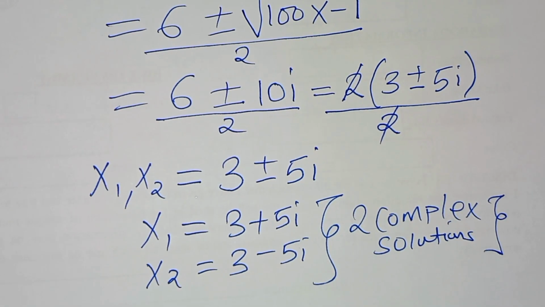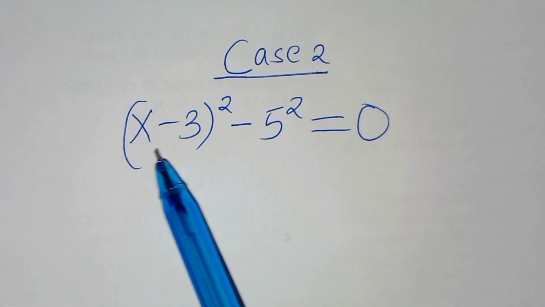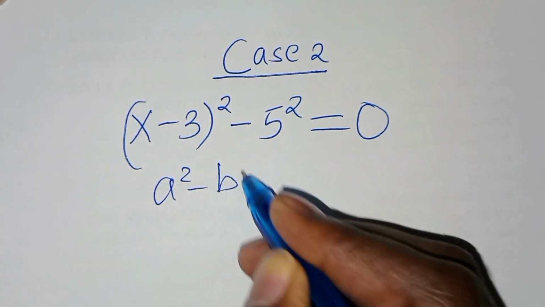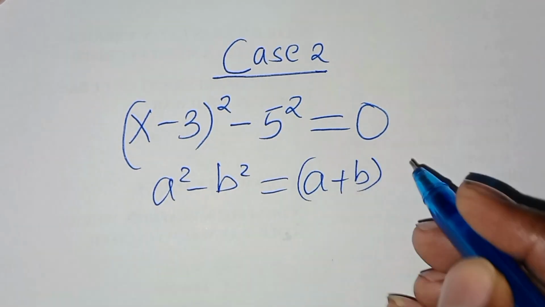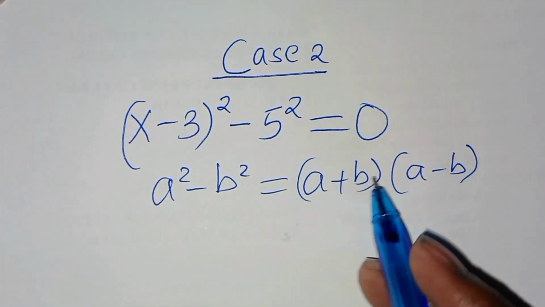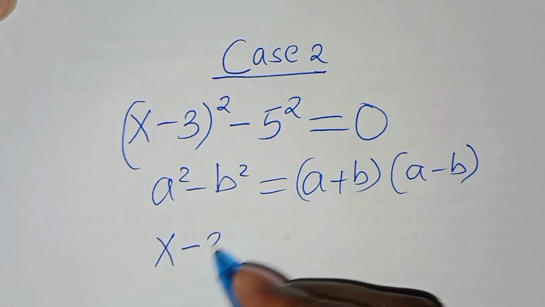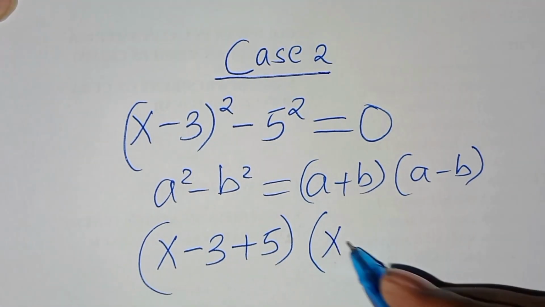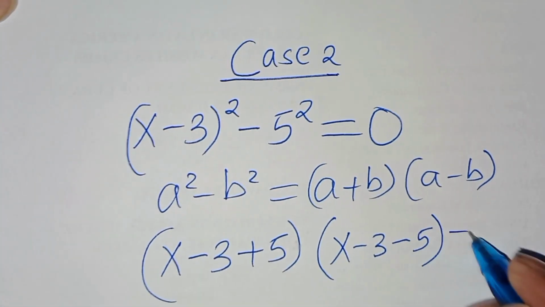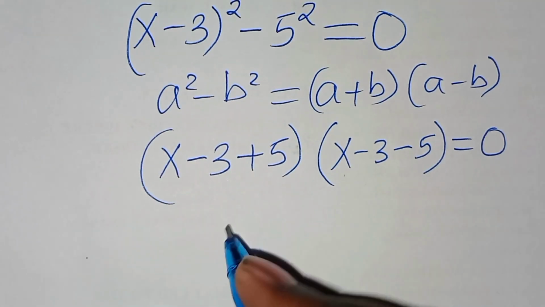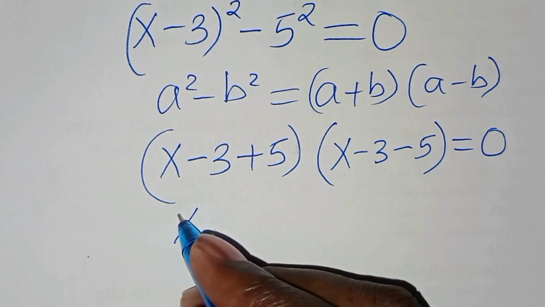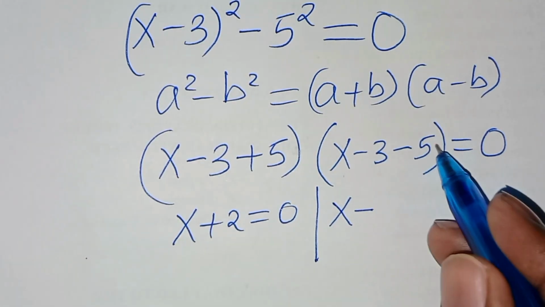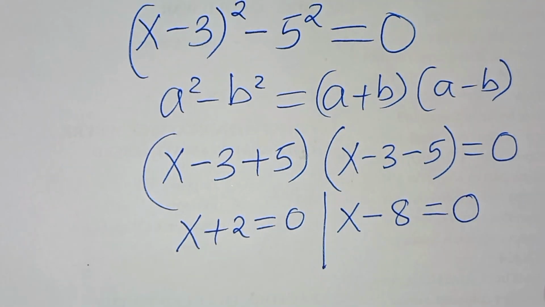Now let's proceed to case 2. Now we have case 2 here, which is (x - 3)^2 - 5^2 = 0. Now this is in the form of a squared minus b squared, which you can express as (a + b)(a - b). In this case, we'll have (x - 3 + 5)(x - 3 - 5) = 0. So here we have x - 3 + 5, this is actually x + 2, and this is equal to 0 as one part. Here we'll have x - 3 - 5, this is x - 8, and this is equal to 0.